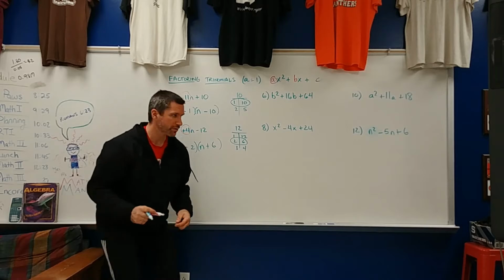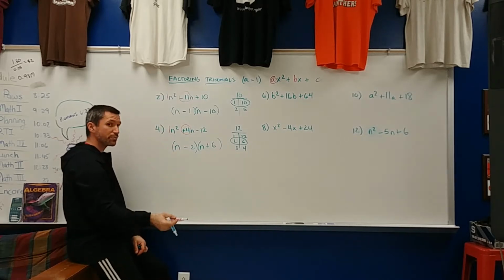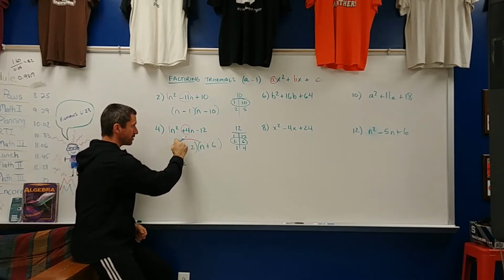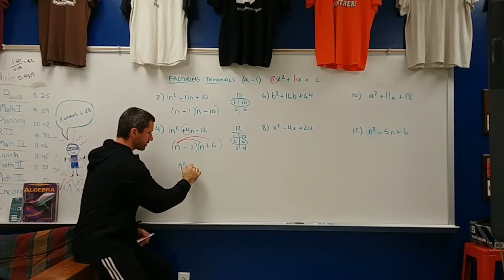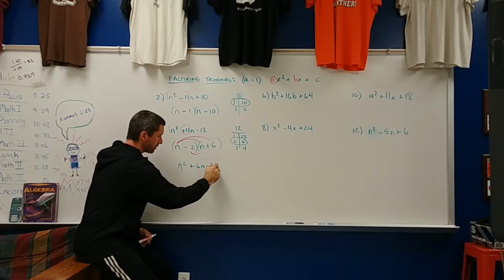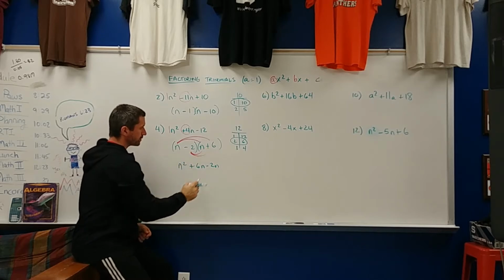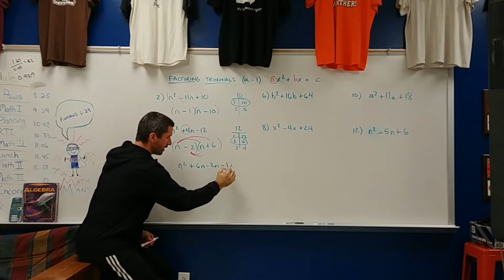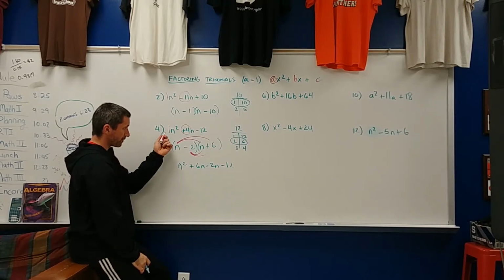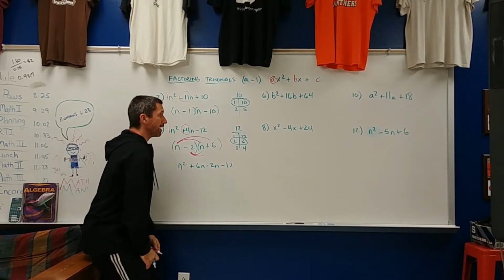Let's move you over. If you were to redistribute this, okay, real quick, n times n is n squared. N times 6, I'm using the distribution method, is 6n. Negative 2 times n is negative 2n. And then negative 2 times 6 is negative 12. Add your like terms in the middle, and you end up back where you started, which is right there. Okay? All right, let's move along.